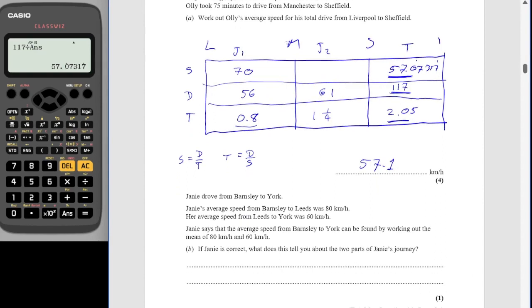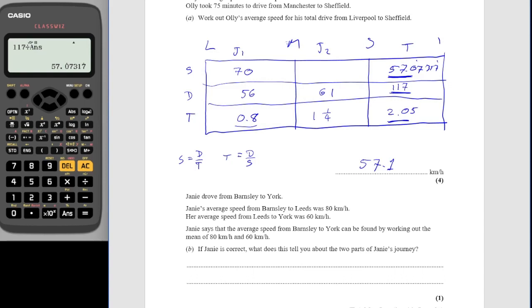Jamie drove from Barnsley to York. Yanni's average speed from Barnsley to Leeds was 80 kilometres per hour. Her average speed from Leeds to York was 60 kilometres per hour. Yanni says that the average speed from Barnsley to York can be found by working out the mean of 80 and 60. If Yanni is correct, what does this tell you about the two parts of the journey?